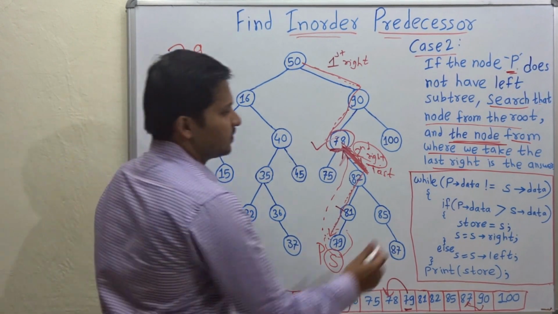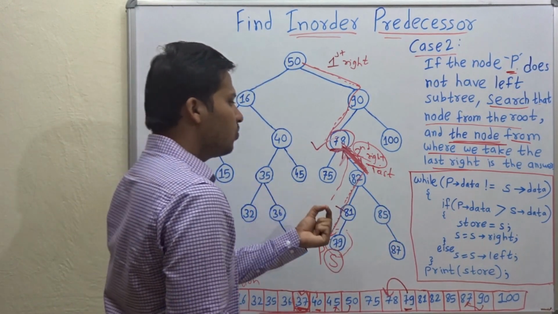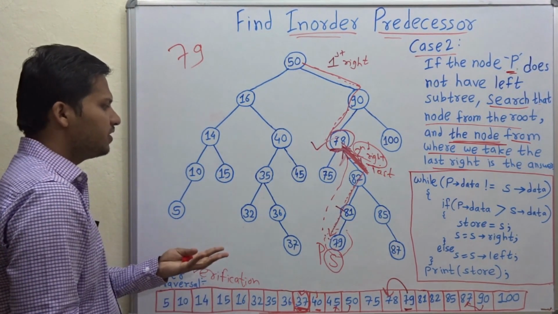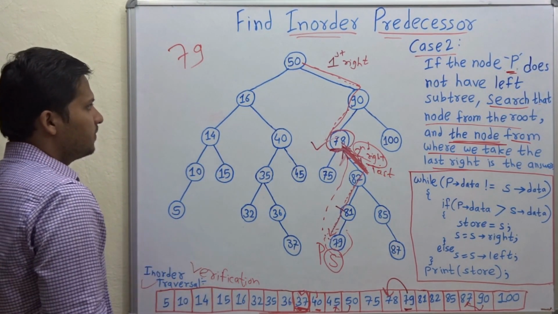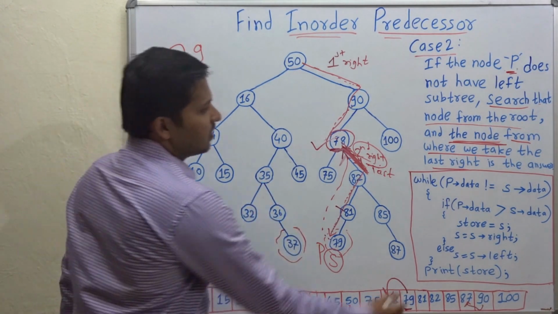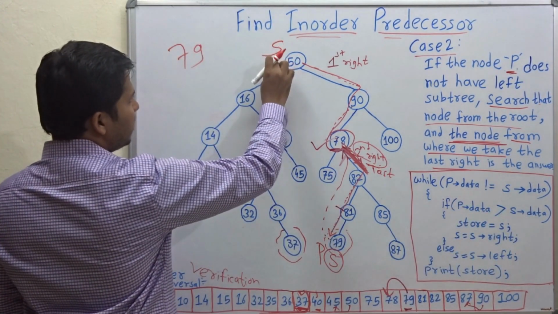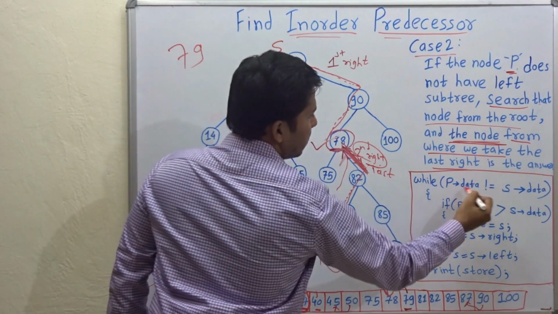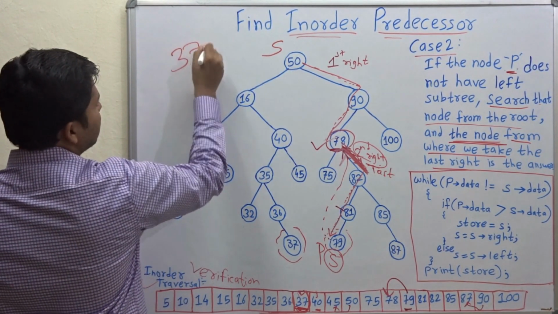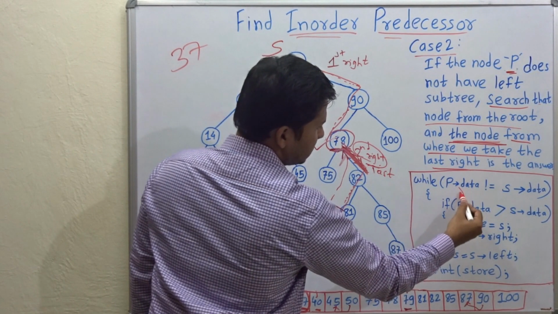Let's see the code. See here, this is the simple searching mechanism. We will see the code with another example. Let's find the in-order predecessor for 37. Now let's see: while P points data is not equal to S points data. See, at first S will be at the root. The search number is 37, and 37 is not equal to 50, so this condition is satisfied and we go inside.